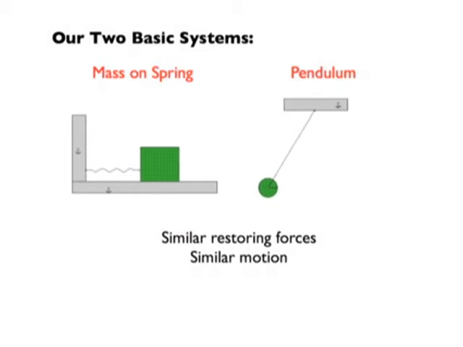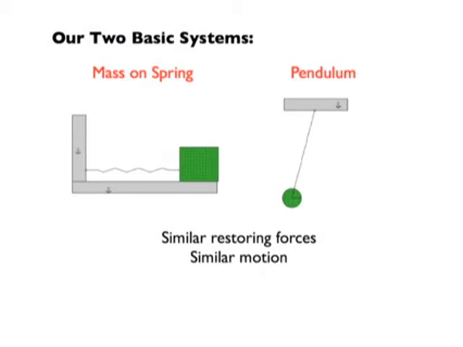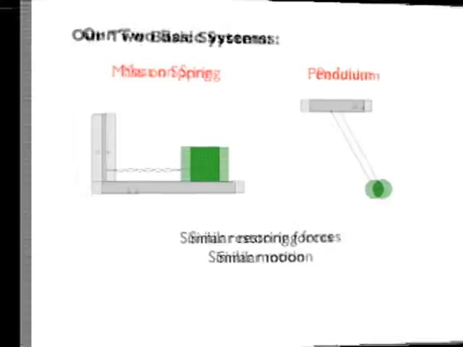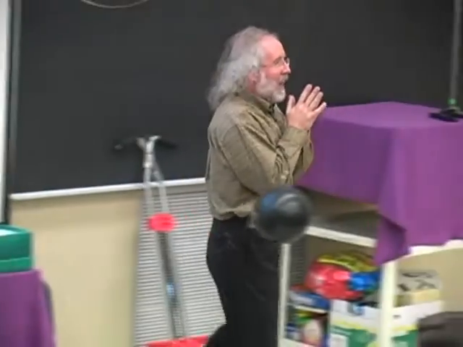Let's talk about oscillations. So we're looking at motion that repeats. And we have two basic systems that we're going to consider. There's a mass on a spring, and there's a pendulum. And I'm going to talk about them in some detail as to how they do what they do.